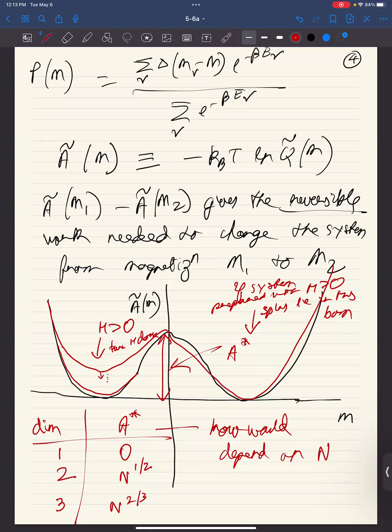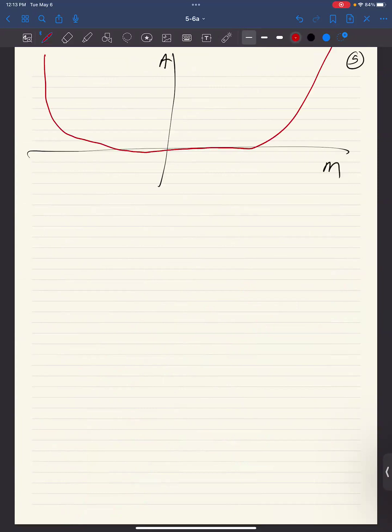The point being that the barrier A star, irrespective of how you prepared the system, once you get trapped somewhere, you have to cross Mount Everest to go to the other side, while in 1D, there is no barrier. You can just flip. So if I am to draw this A star versus M curve for different dimensionalities, it will look as follows. A versus M for 1D will look like this. There's no barrier. It can just go back and forth.